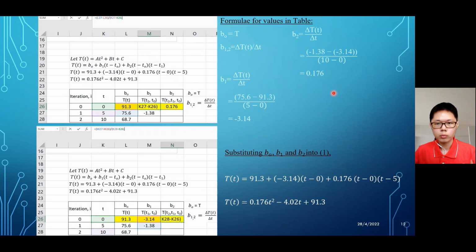The top right section shows the formulae and sample calculations for B0, B1, and B2, while the screenshots of the calculations in Excel are shown in the top left and bottom left pictures respectively. Upon calculations and substitution, the final equation obtained is shown in the bottom right section.